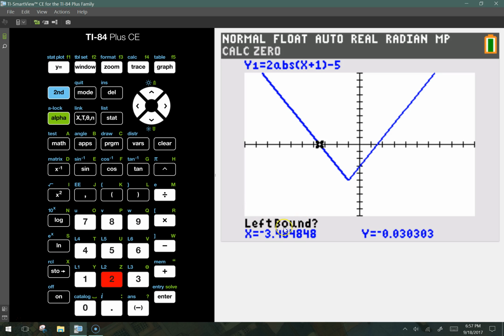Now I need to move my left bound so that it's closer to that x-intercept on the right-hand side. So I'm going to move it over quite a bit, so it's not close to the one that we just found, but it's closer to the x-intercept that I'm currently looking for. I'm going to hit enter. For the right bound, I'm going to move the cursor so that it's over here on the right-hand side of the x-intercept that I'm trying to find.